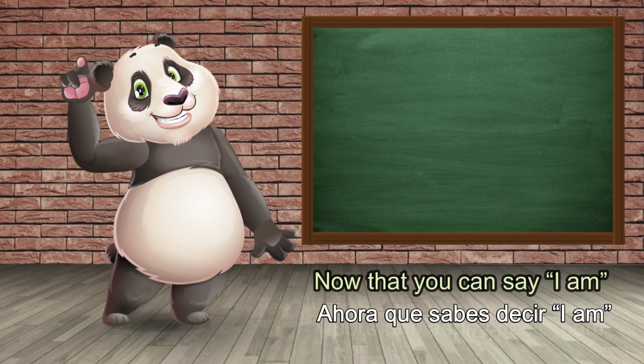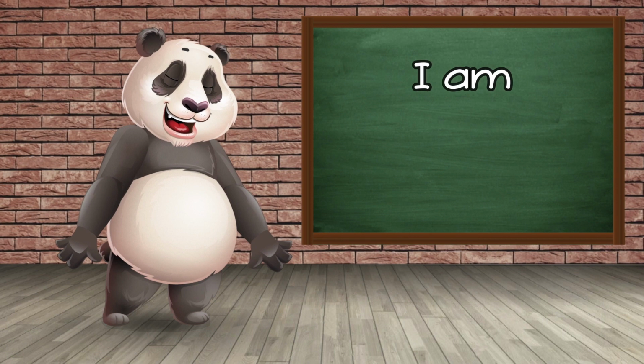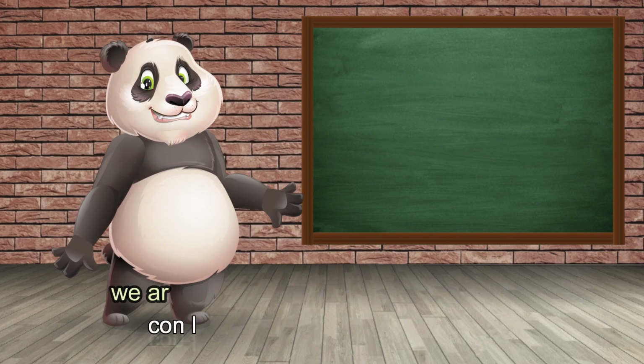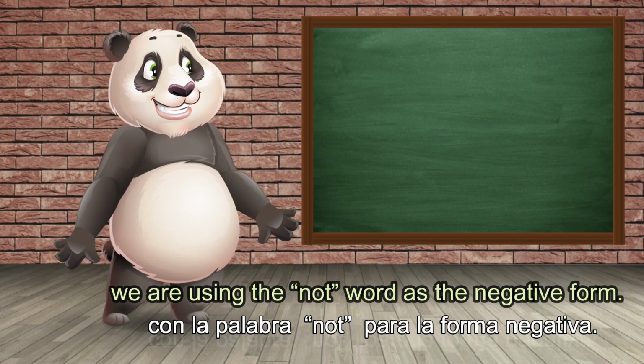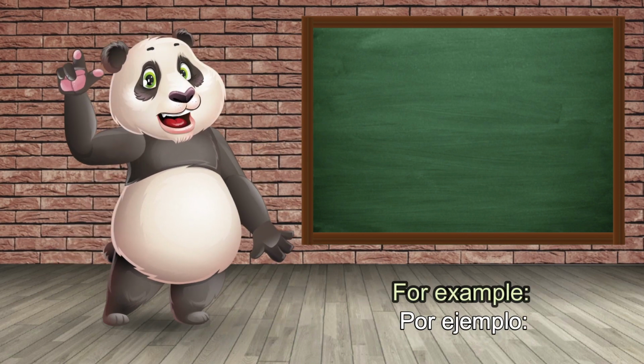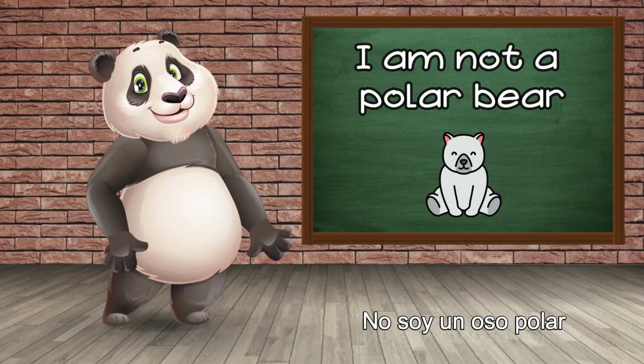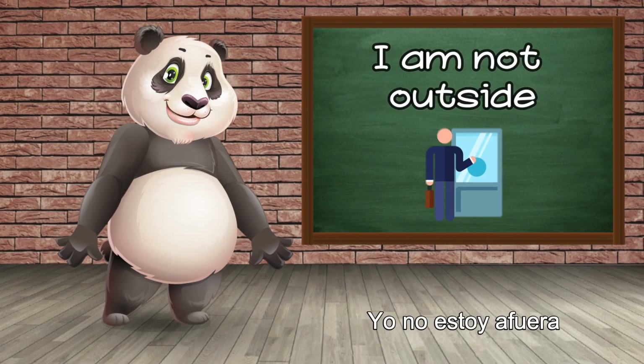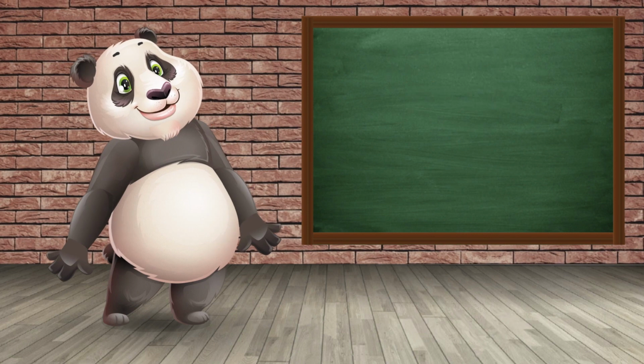Now that you can say "I am," we will complement this phrase by saying "I am not." We are using the word "not" as the negative form. For example, I am not a polar bear. I am not outside. I'm not small.